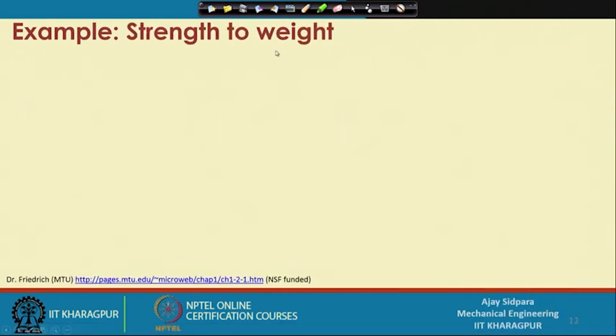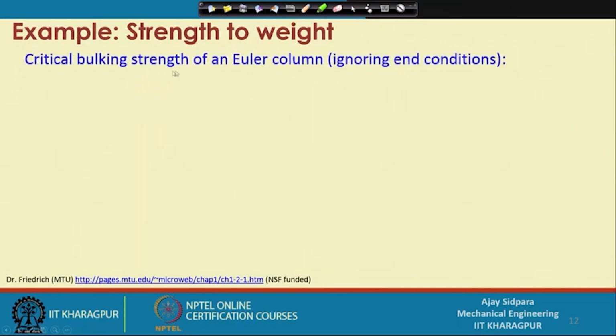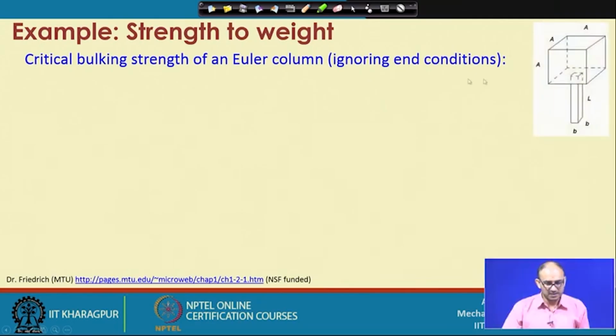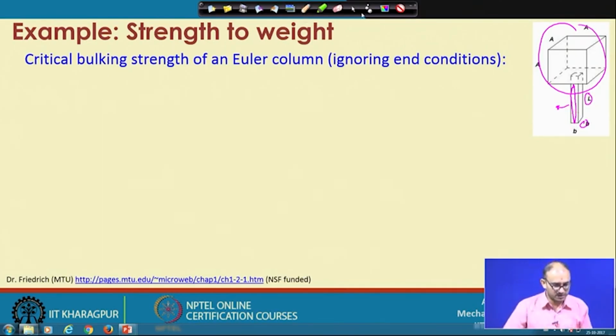Now, coming to the strength to weight ratio. This is also important. Consider the critical buckling strength of a square column, ignoring the end condition. This is one particular example we have seen. The whole weight is loaded or mounted on one particular column, with B by B cross section and L being the length of that column. Let us see what is going to happen in this case.